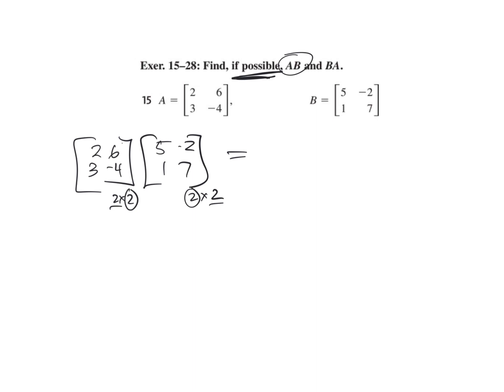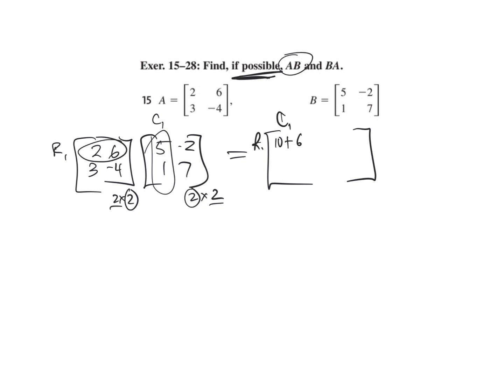So here's how you do it. Top row times the first column. So 2 times 5 is 10. And then we're adding the next multiplication. 6 times 1 is 6. That's row 1, column 1. And that's what we have here. Row 1, column 1.